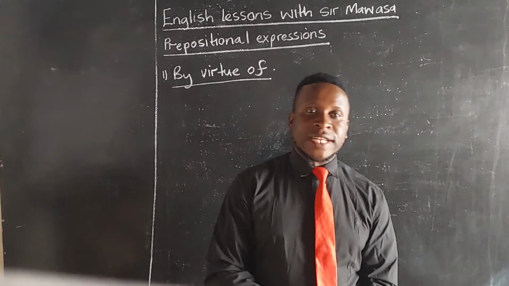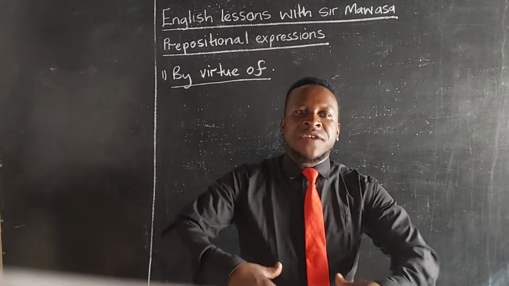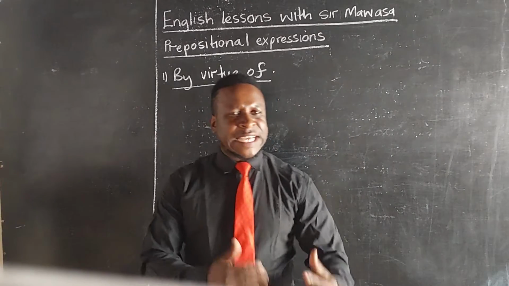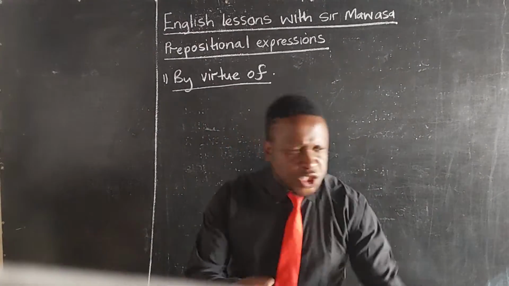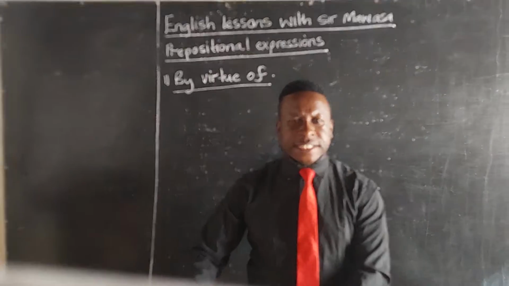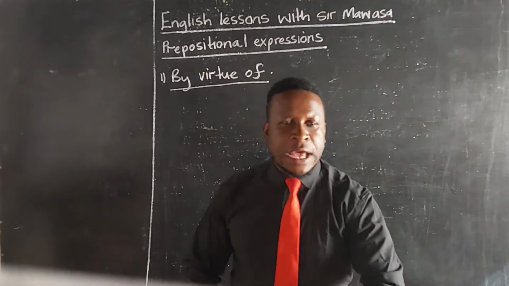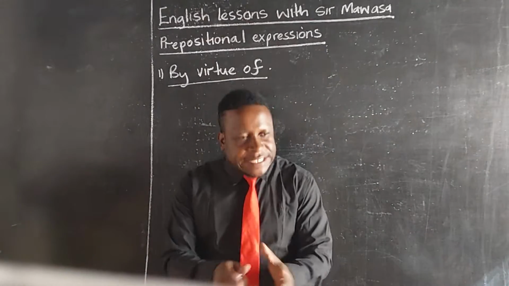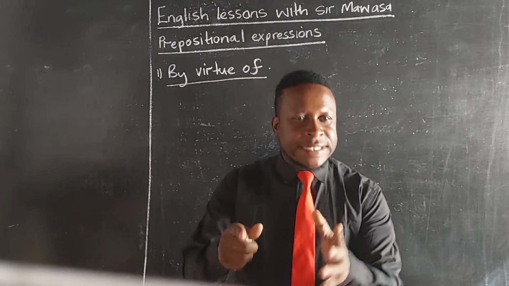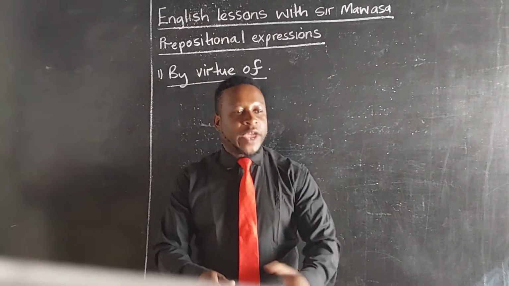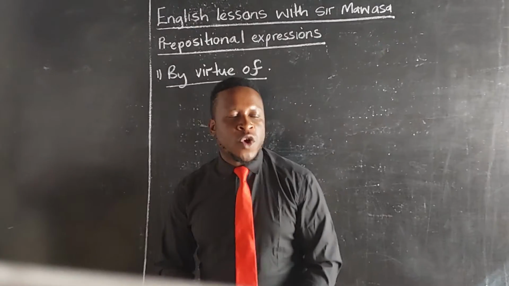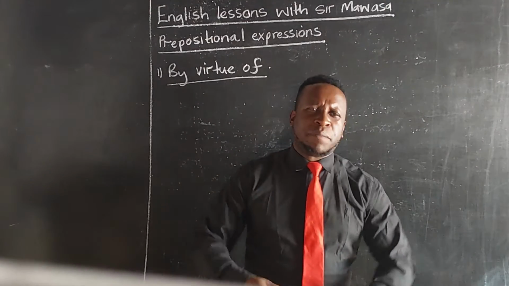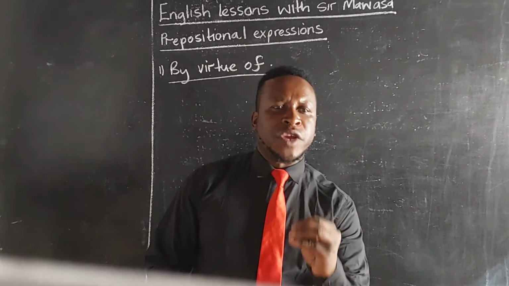Or another example, we can say she succeeded by virtue of her tenacity rather than her talent. What is the meaning of tenacity? By virtue of her determination, her perseverance, she succeeded by virtue of her determination, or by virtue of her perseverance, rather than her talent. So this is how we use the prepositional expression by virtue of.